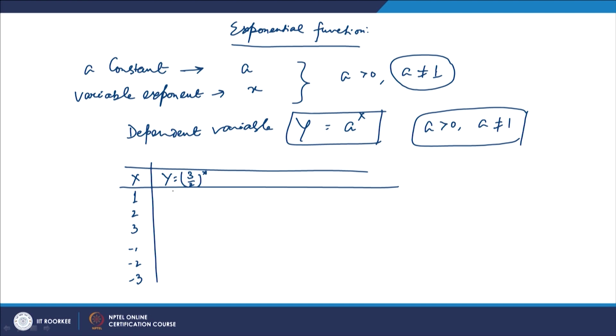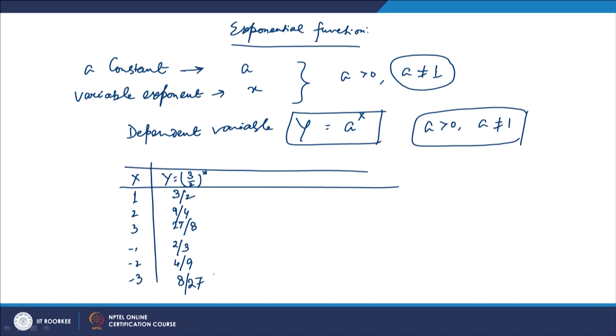If x is 1, it will be 3 by 2. If it is 2, then it will be 3 by 2 raised to the power 2, so it will be 9 by 4. If it is 3, then it will be 27 by 8. If it is minus 1, then it will be reversed and become 2 by 3. Similarly, it will be 4 by 9, and similarly 8 by 27.